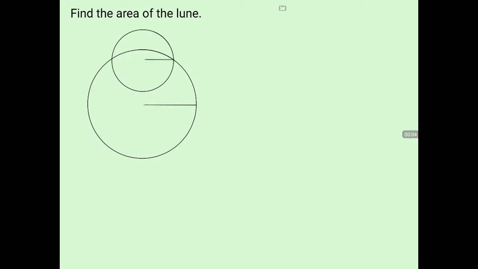We are asked to find the area of the Lune. So the Lune is going to be this area right over here that's formed by the intersection of these two circles. So now let's just take a look at how this is formed.